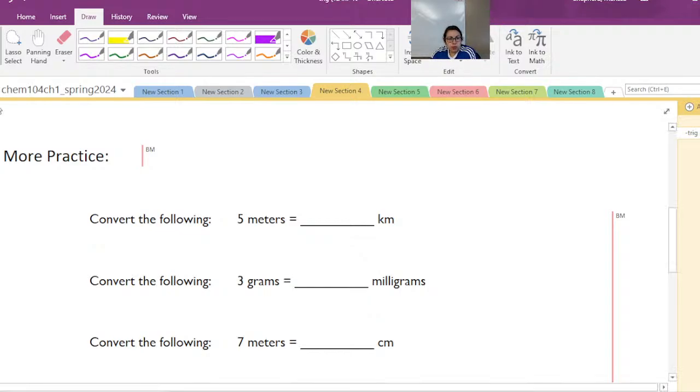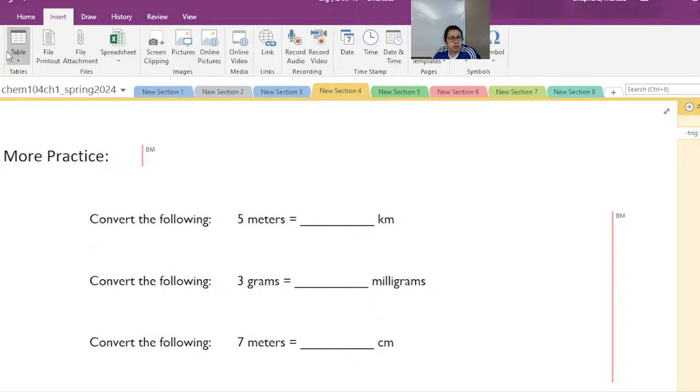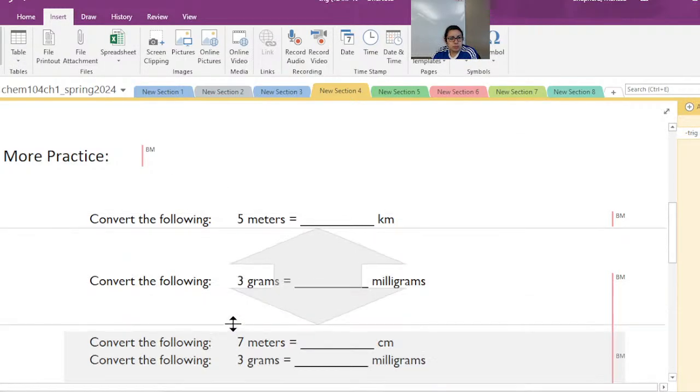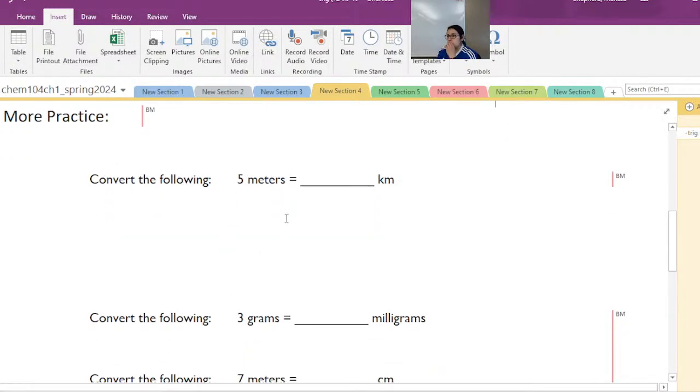So does someone want to put the first one on the board first, 5 meters to kilometers? Yeah, and you can do the far board over there. I think there's a blue marker.